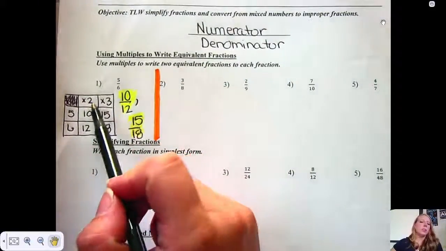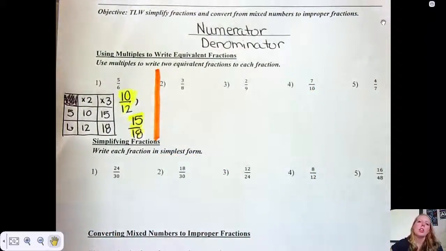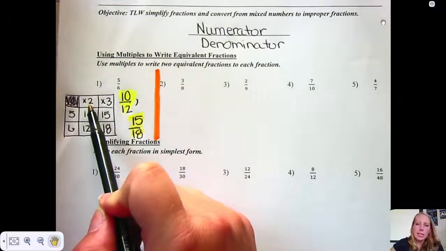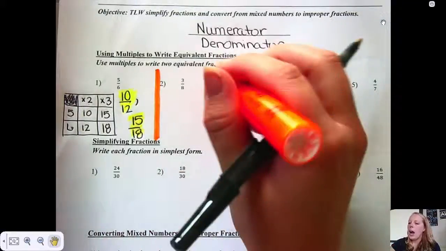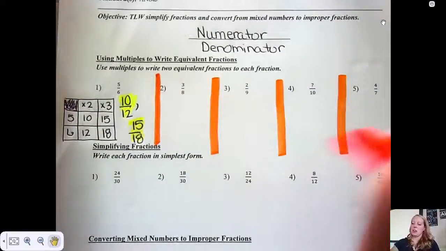Now, you can use any other numbers besides 2 and 3. You could use 100, you could use 52, 10. My advice is to keep the numbers smaller though, because if you use crazy numbers like 58, you could mess up your multiplication and miss the problem just because you were being silly. So I would try to keep the numbers as small as possible just to make my life a little easier.